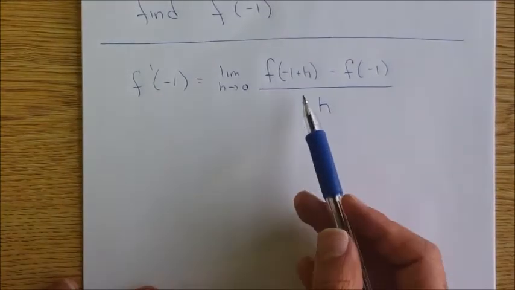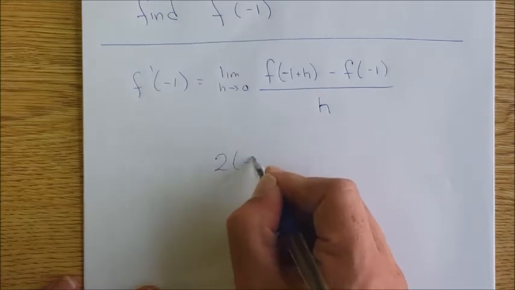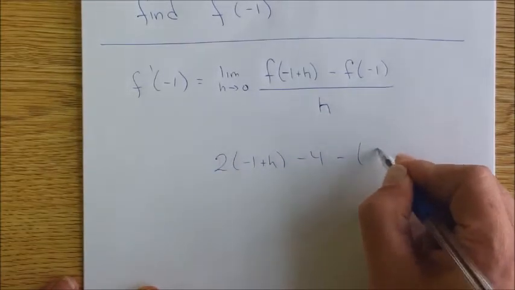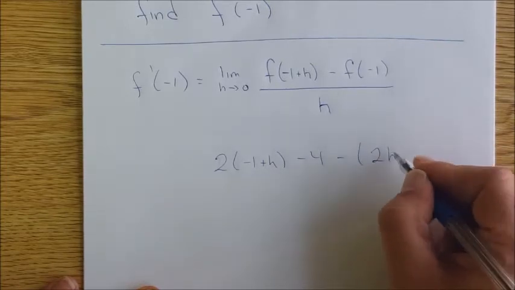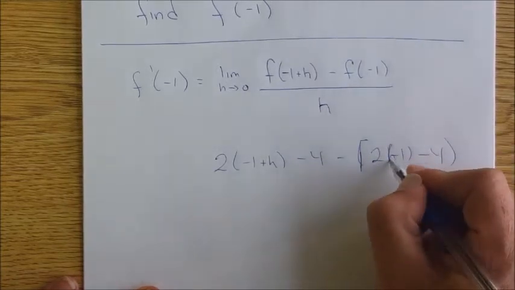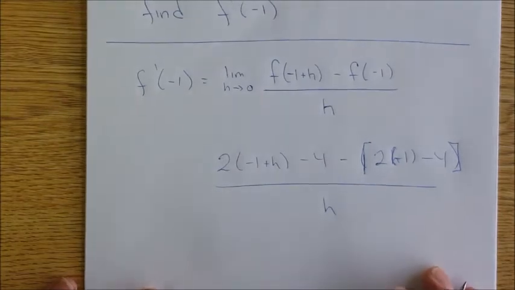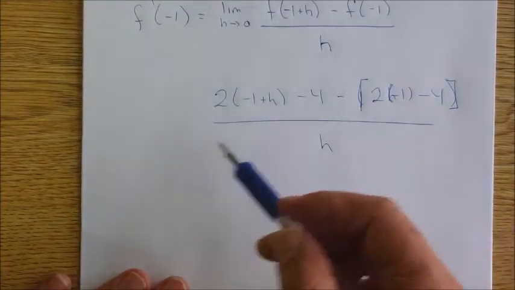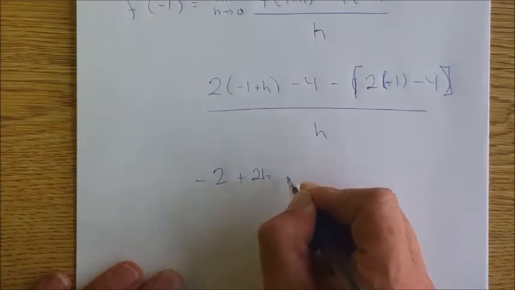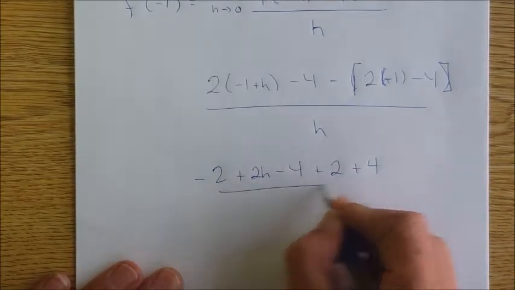Solve it. We know the function is 2x minus 4, so we have 2 of these minus 4. 2 times (-1 plus h) minus 4, minus 2 times -1 minus 4. Okay, don't forget, that whole thing is being subtracted. And the whole thing will be divided by your best friend and mine, h. Now when that's all done, you simplify it out. You get -2 plus 2h minus 4 plus 2 plus 4, all divided by h.